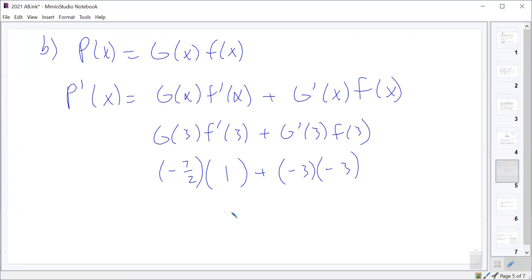Let's do some arithmetic. -7/2 plus 9 gives us what? 11/2? Everybody good there? Yeah. Any questions on part B? Everyone's good.